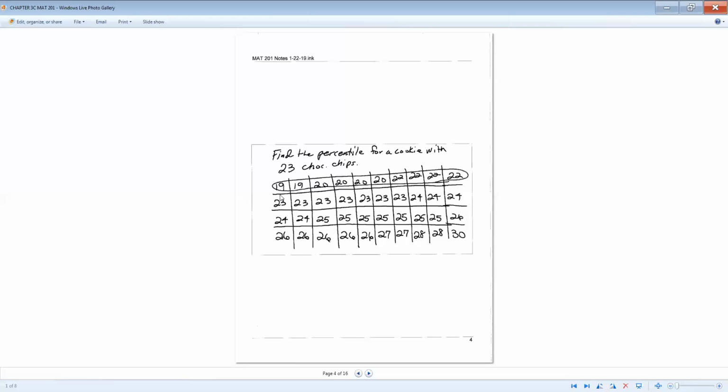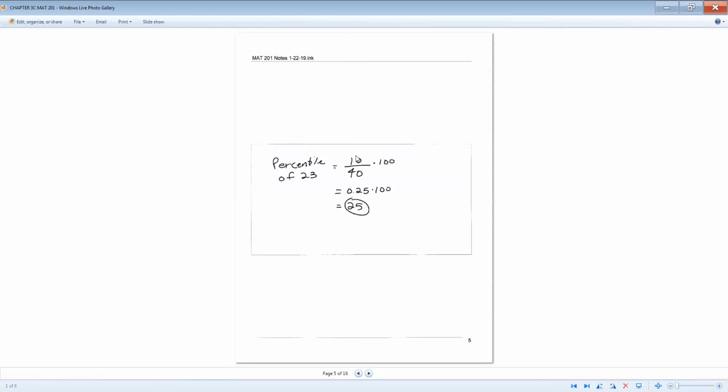First, you count how many data values you have. 1, 2... So we have 40 cookies all together. And then you want all of the numbers that are less than 23. So you look at just this top row, and that should be 10. So place that 10 over the 40, and then multiply by 100. So the percentile of the cookie that has 23 chocolate chips is the 25th percentile.